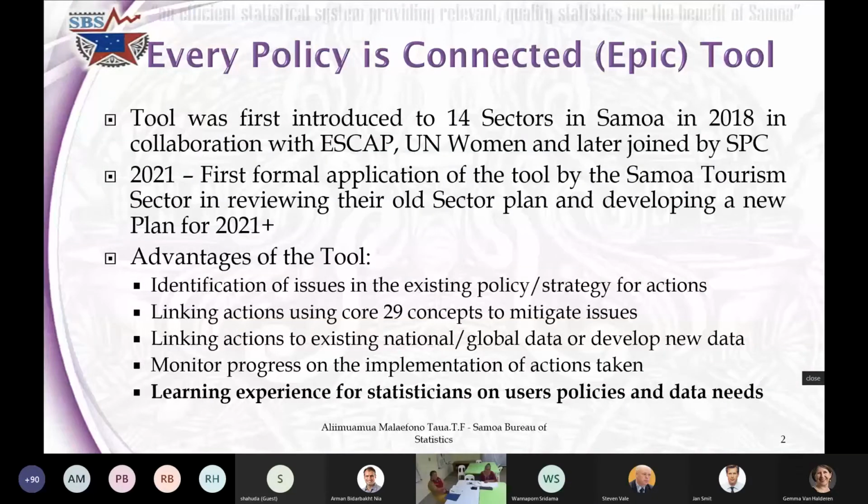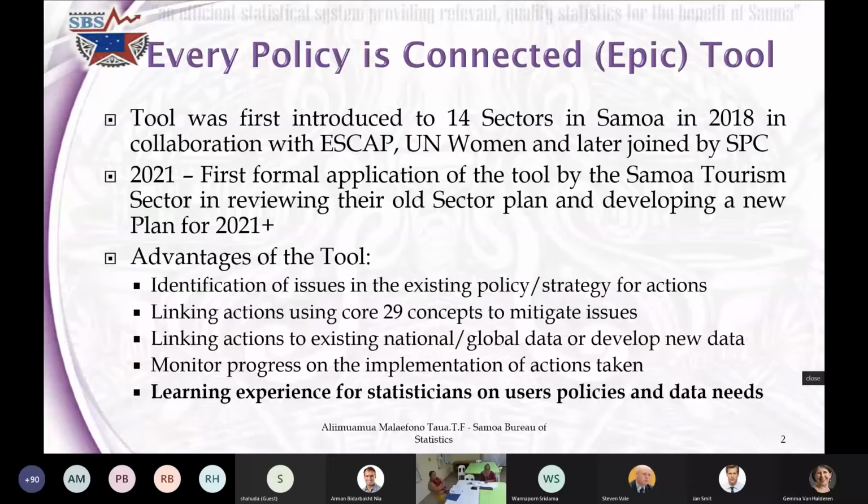Not only does it identify the issues, it helps them identify the actions to mitigate those issues. There's also a stage in the tool that helps users link those actions to existing data to monitor their plan. If they don't have it, you can look at global data to see if it relates to the plan or some issues in the plan. And if there's none, there's always an option to develop new data.